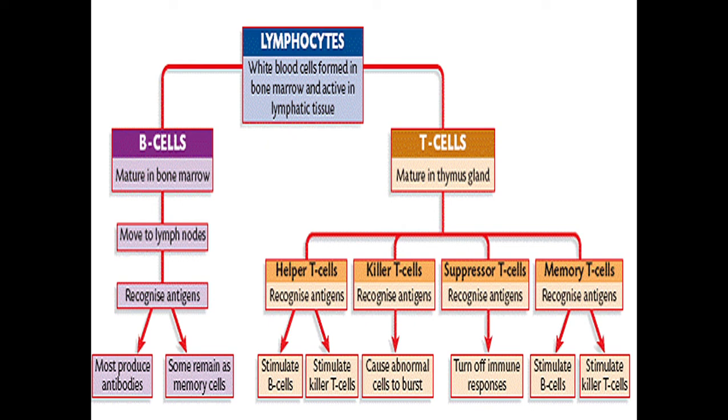All of these T cells recognize antigens. The helper T cells can stimulate B cell production and can stimulate killer T cell production, while the killer T cells can cause abnormal cells to die or to burst. The suppressor T cells can turn off immune responses, and memory T cells can stimulate again production of B cells and stimulate the production of killer T cells.